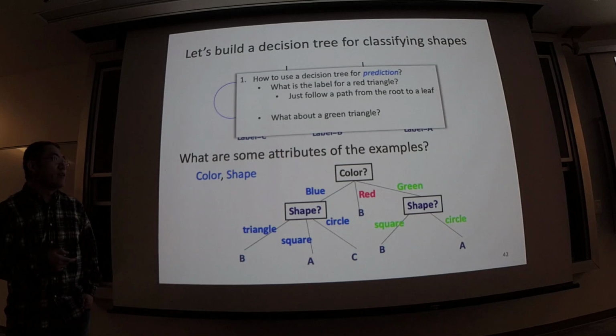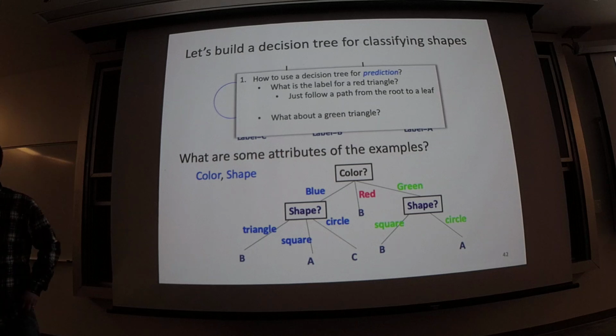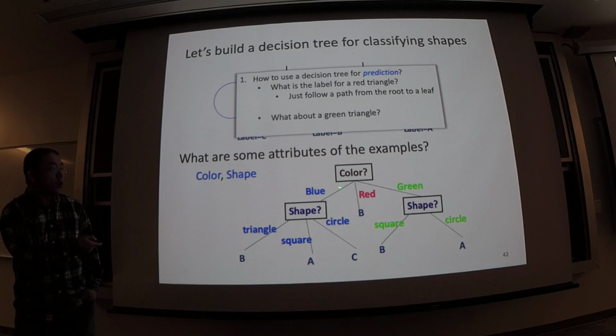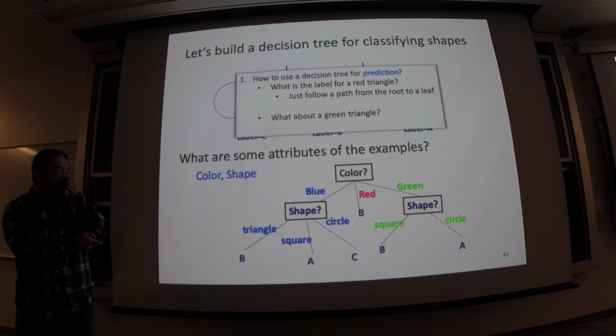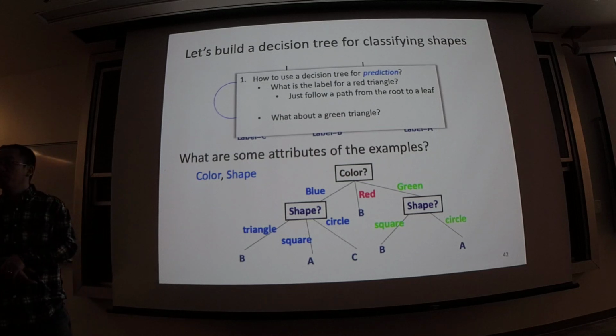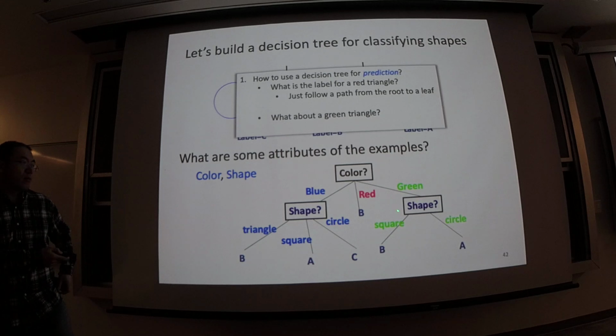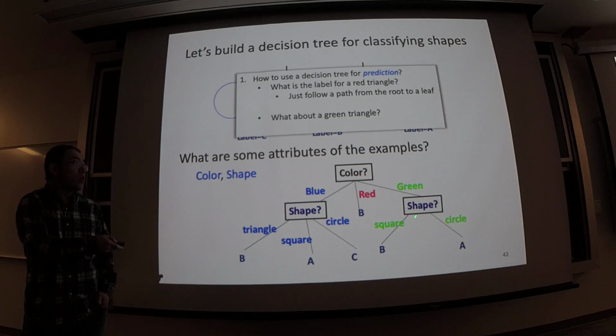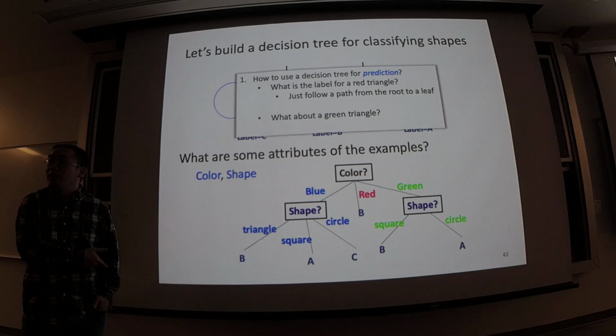But here is another question, right? So now, if I give you a green triangle, can you predict its label based on this tree? No. Why? It never gets to a leaf. Yes. Because we cannot find a leaf, I mean, by following the path, right? There's no path from the root to reach the leaf to give you a label for this green triangle. The key problem is that when we partition the green shapes, right, there are only squares and circles. There's no triangles, so it doesn't have a leaf for them.